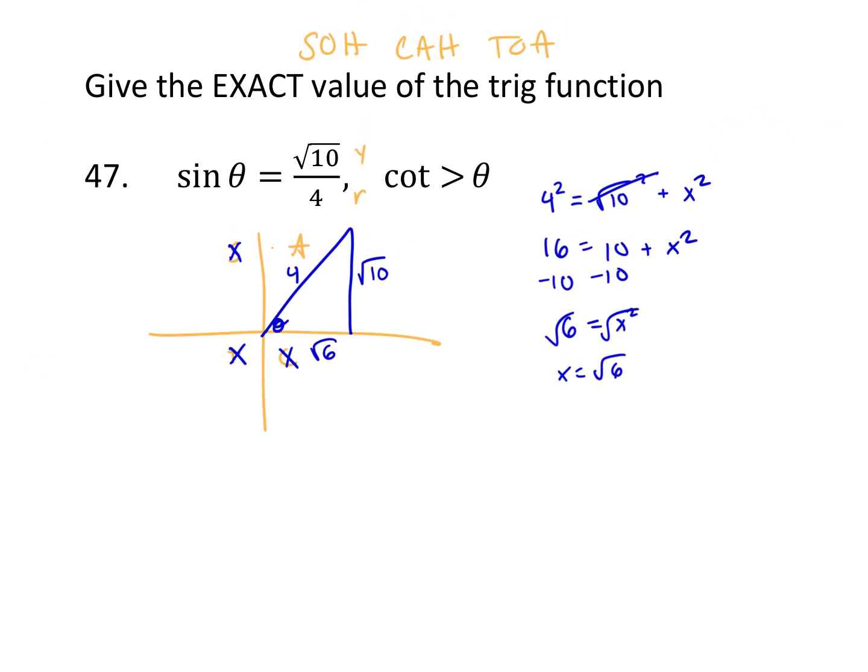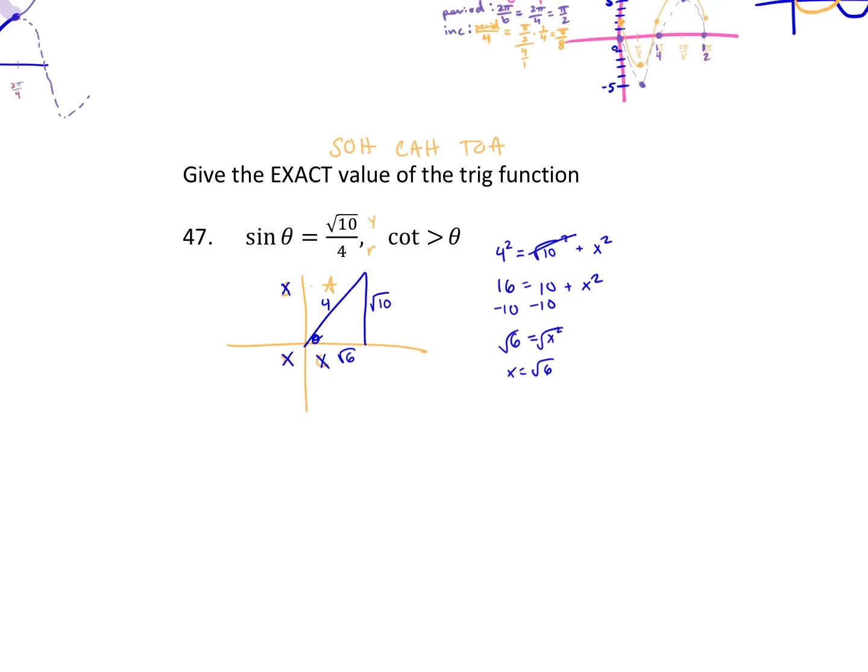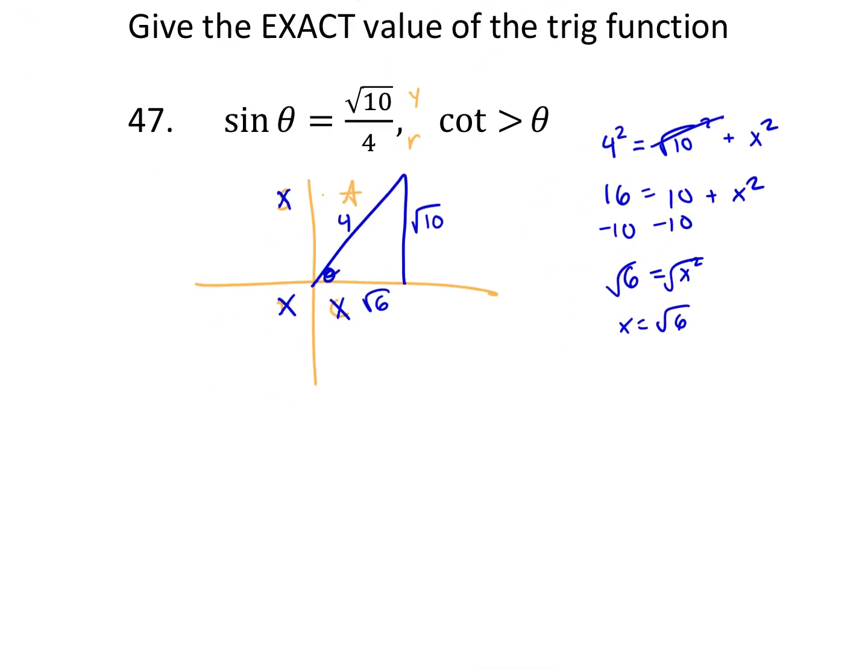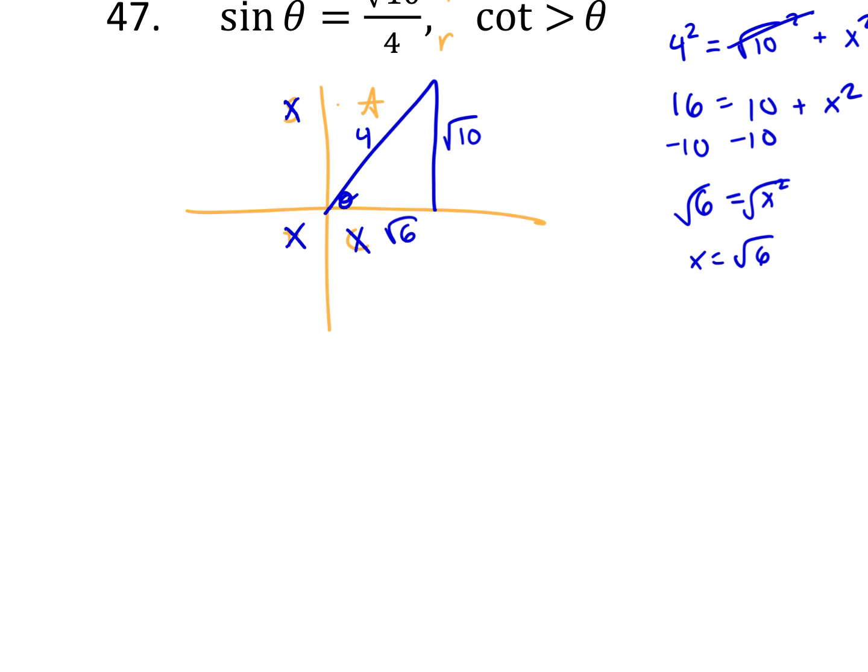Now it doesn't say what it's asking us for, so we'll just find all of them. Sine was given, so let's find cosine. What's cosine of theta? Adjacent over hypotenuse, which would be what? Square root 6 over 4. Perfect. And then tangent.